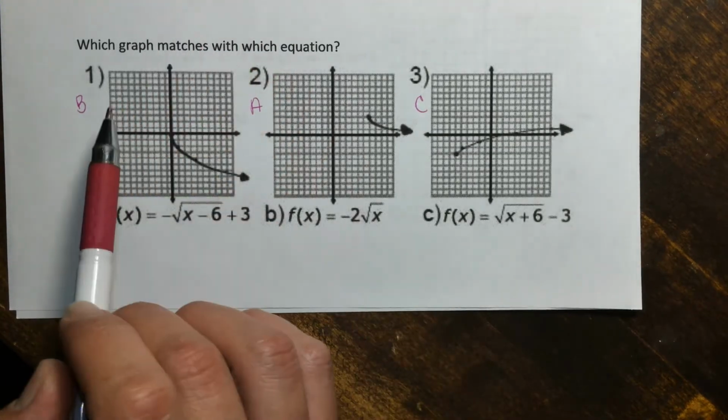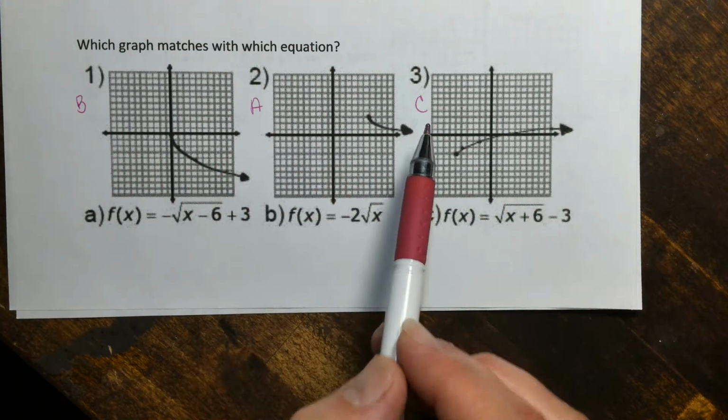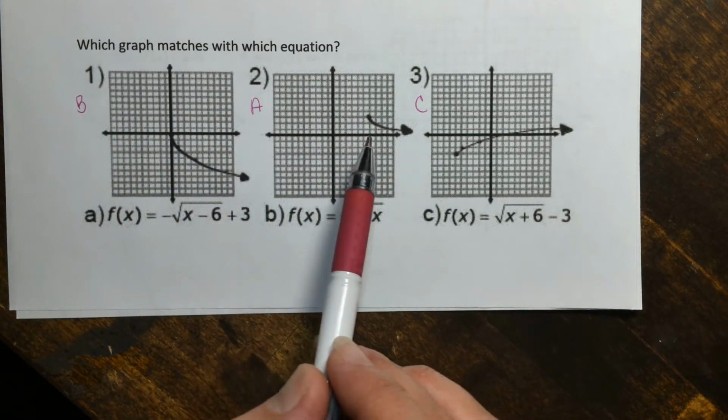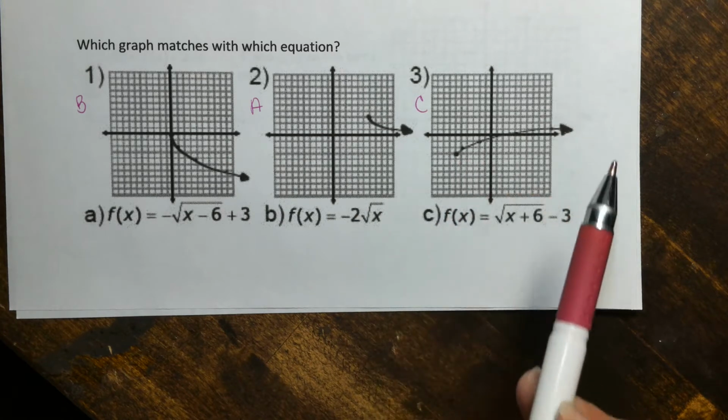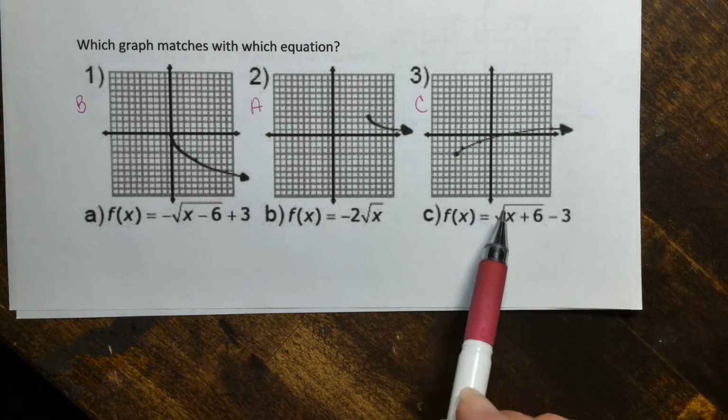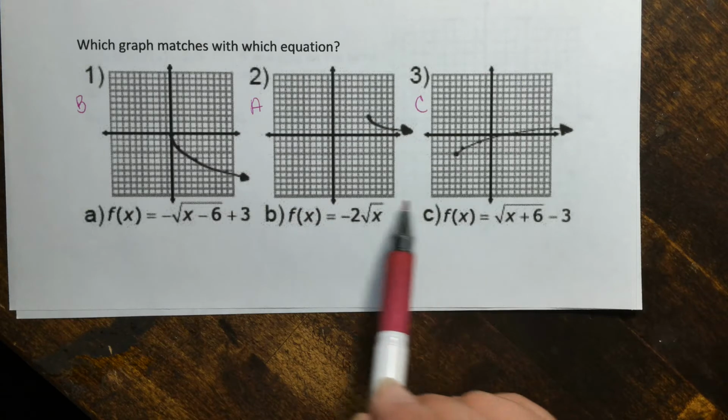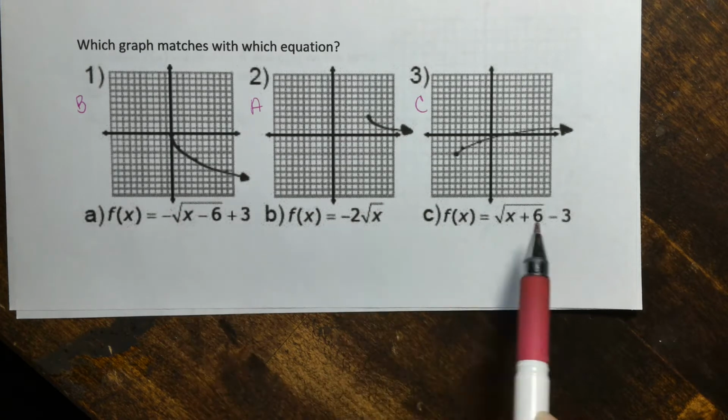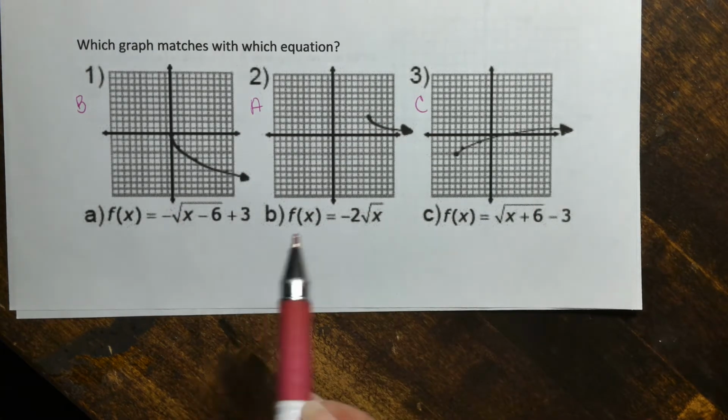All right, so hopefully you got the first one is B, then A, then C. On this one, you can see these two open down, and there's only one that opens up, and the one that opens up has to be where a is positive. These two have a as negative, so that's why they match.